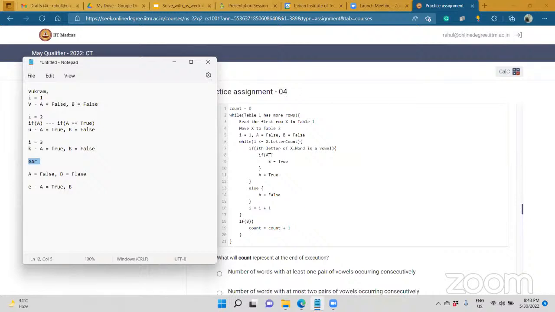From the initialization, the value of A is E. Sukanya, the value of A is E. Yes. So E is a vowel, right? Yes. So it is true, right? Yes, I told true.